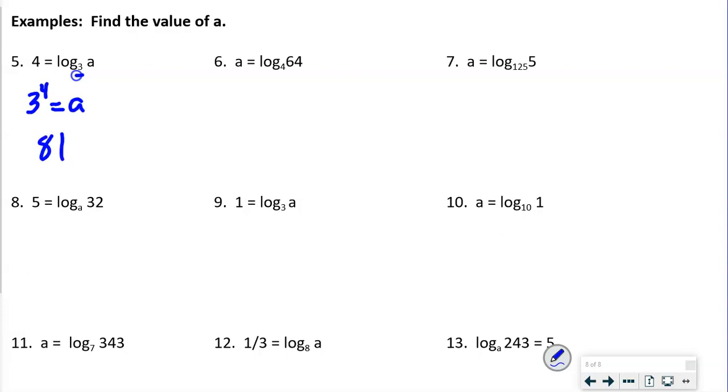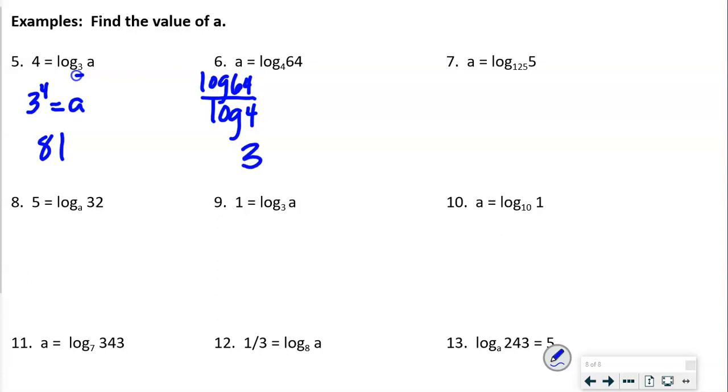Okay? Now on this next one, remember, this is where we're going to use our change of base formula. So we're going to say log 4, that's going to stay on the bottom, right? And then we're going to do log 64. So on your calculator, you can do log of 64 divided by log of 4, okay? And this one comes out to be 3.